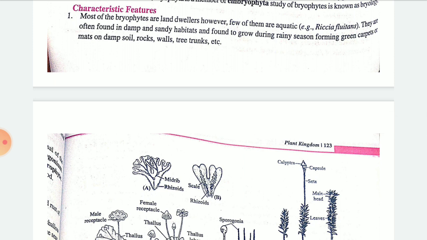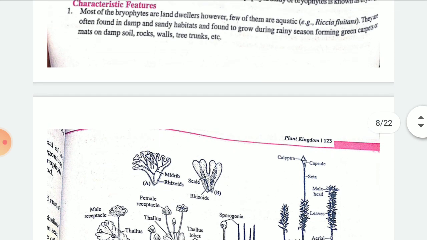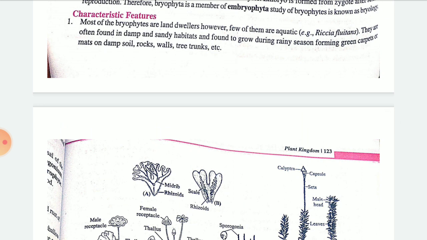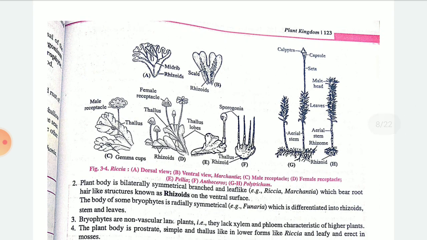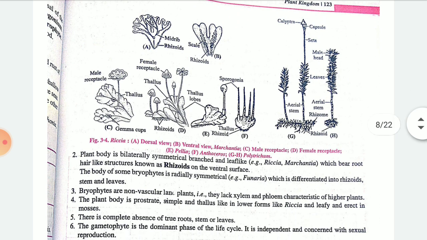Characteristic features. The first one: most of the bryophytes are land dwellers, generally present in damp and sandy habitats. They generally occur in the rainy season, and they are also called green carpets or mats over rocks, walls or tree trunks. As you can see, the dorsal view and ventral view of Marchantia are shown. It is just like a heart shape. Receptacles and pallia are there, and different structures are given, so go through them once.